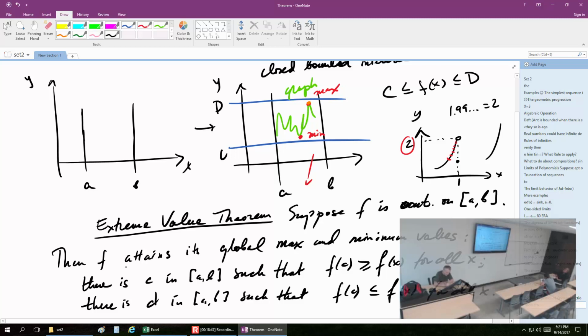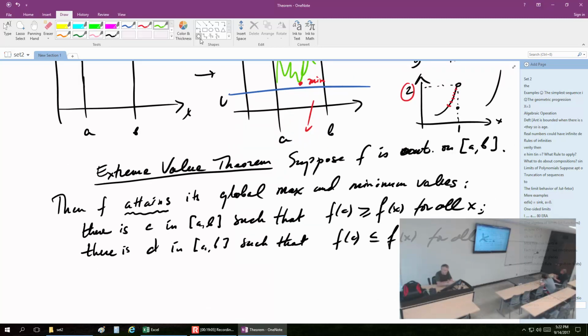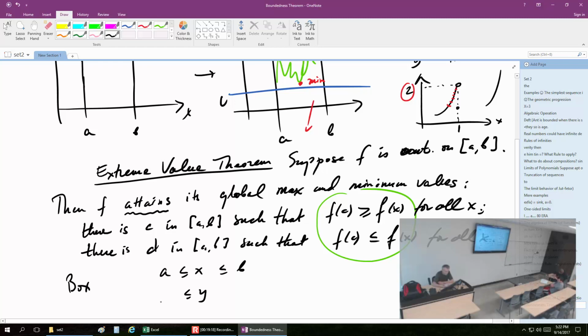Okay, so that's the awkward language that we use, but what's behind it is these two lines of text, the extreme value theorem. If you combine these two inequalities together, that creates a box. These two together are the top and bottom bounds for y. So x lies between a and b. Meanwhile, y lies between f of d and f of c.